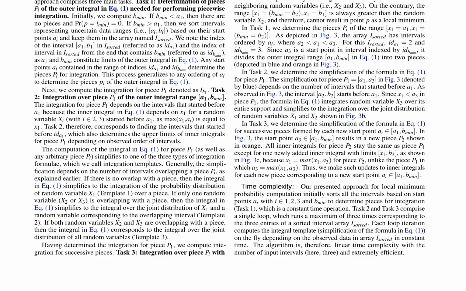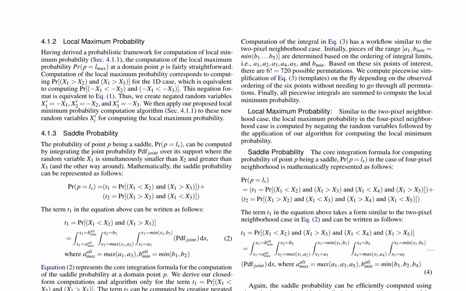Overall, this research paper presents a novel and efficient approach to compute the probability of a point being a local minimum, local maximum, or saddle in uncertain scalar fields, which has applications in various fields such as computer vision, robotics, and scientific computing. Local maximum probability and saddle probability calculations in 2D and 3D domains.